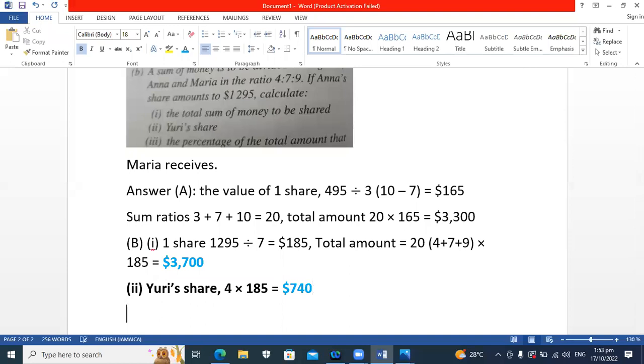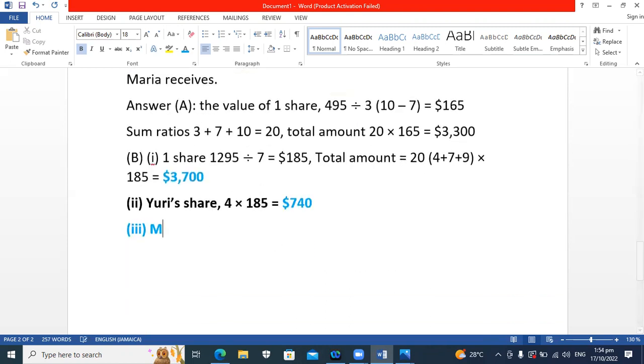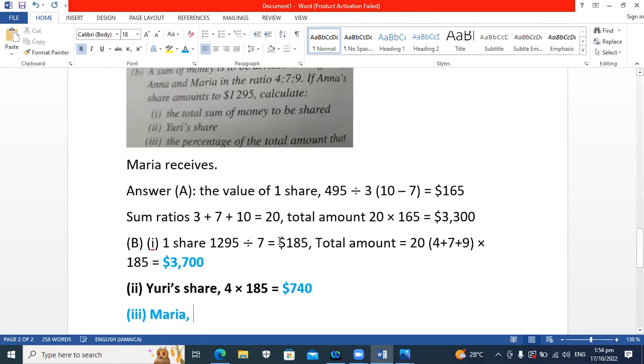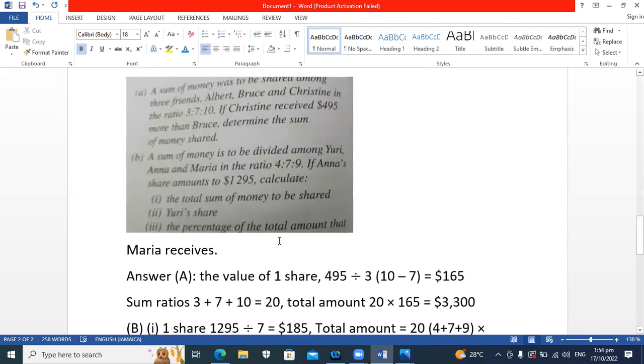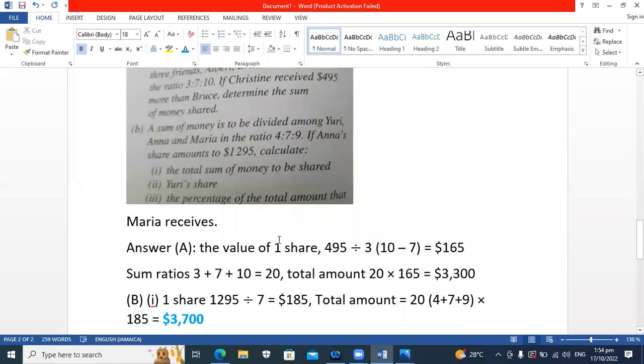Any questions so far? Are we following? Yes, sir. All right. The last part now says what? The percentage of the total amount that Maria received. Now, Maria will not get 1,295. That would have been for one. Maria would get in all 1,665 because of the 9 times 1.5.